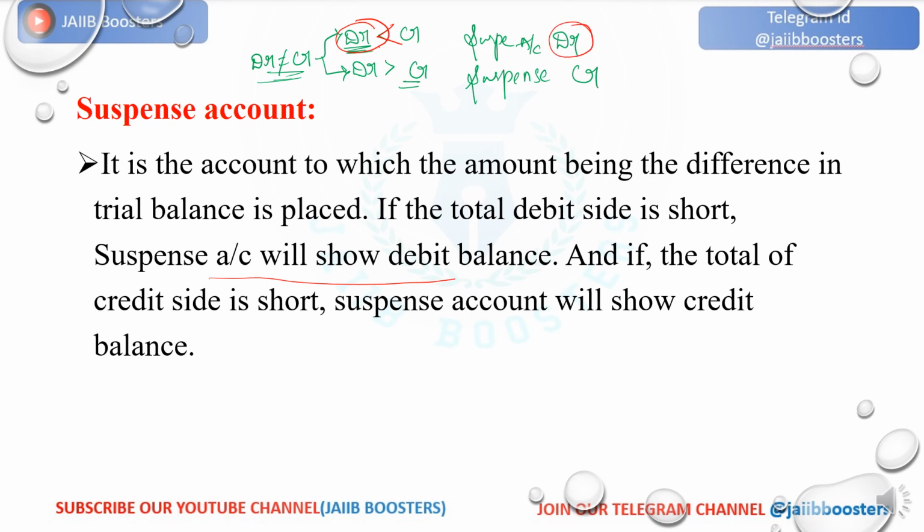And if the total of the credit side is short, the suspense account will show the credit balance. This is what I have told before, and I am recapping once again. If it is 10,000 less than 15,000, then the suspense account is DR. Okay, next, move on to the next slide.